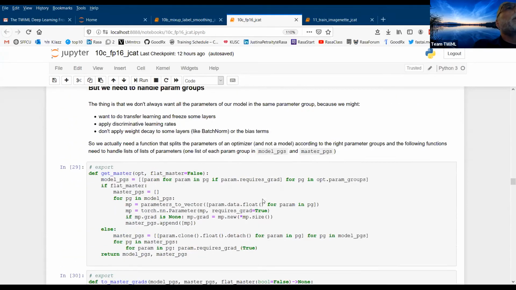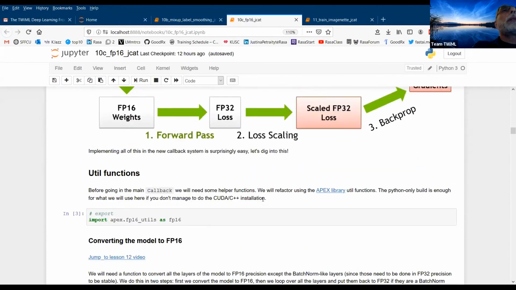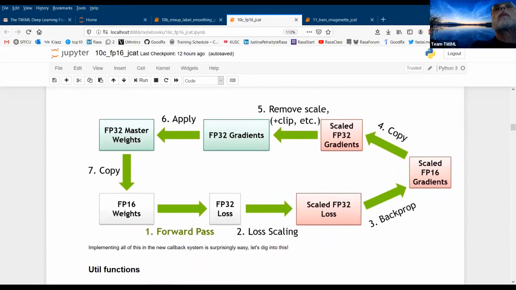So let's go back now and spend some time to understand this diagram, because I think Christine is right. I'm a little confused by this thing too. Okay, so first I guess you just copy the model to half precision, right? And then you do a forward pass on that with the half precision data and model. Then you convert it back to full precision loss function. Then you scale it by multiplying it by some number like 512. And now you have this scaled loss, which gives you scaled gradients when you do the back propagation.